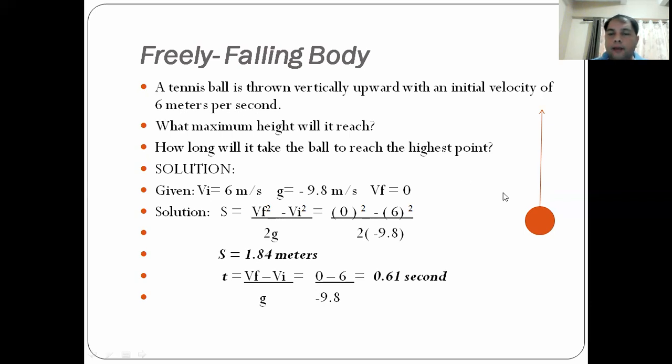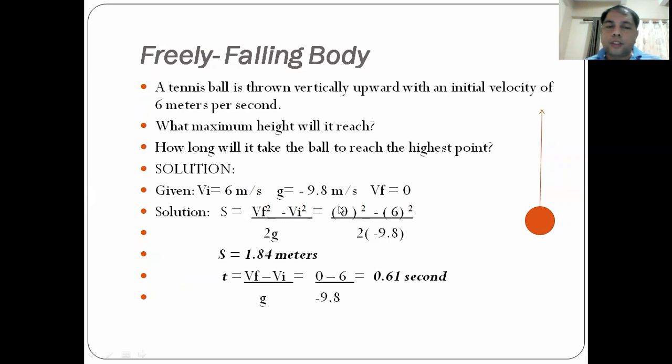Definitely, if this is being thrown up, there's a point where it will no longer move. We call that the maximum height, or the highest point. Now, what is that height? The first question that we are to solve here is to determine the maximum height. To get the maximum height, we have the equation S equals Vf squared minus Vi squared divided by 2g.